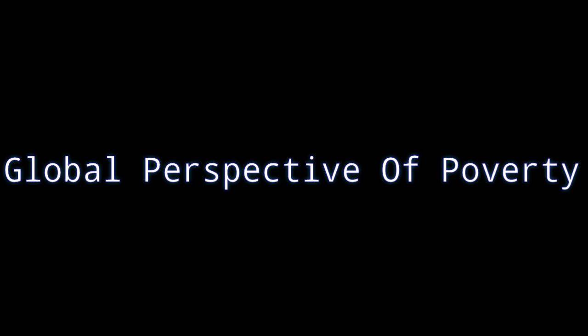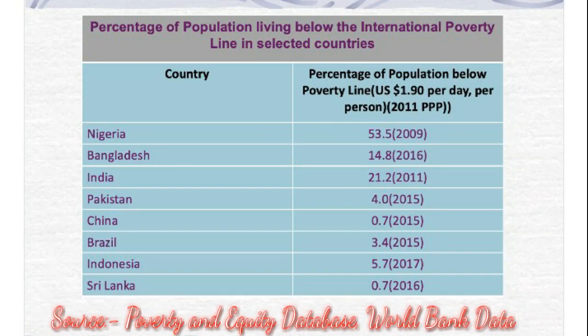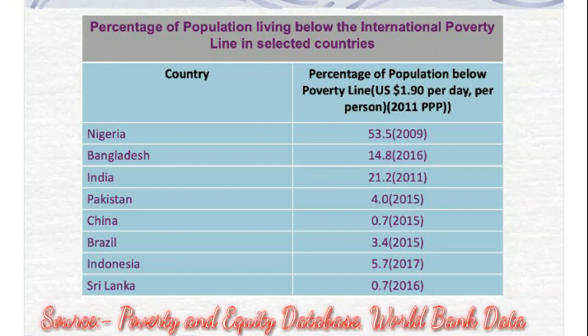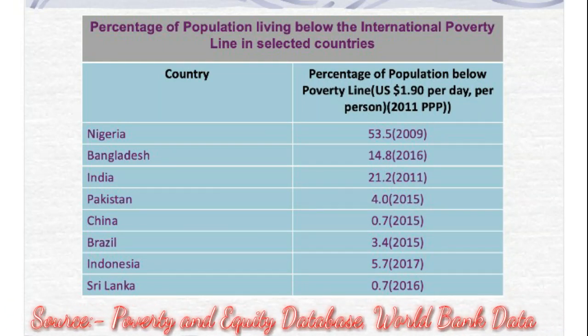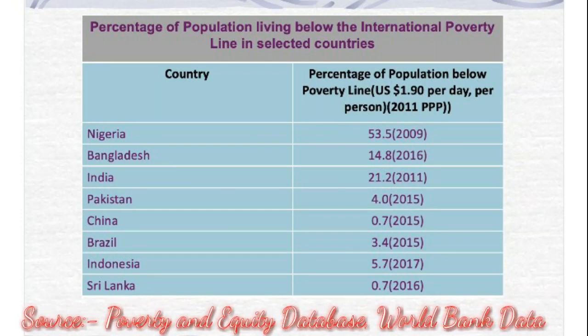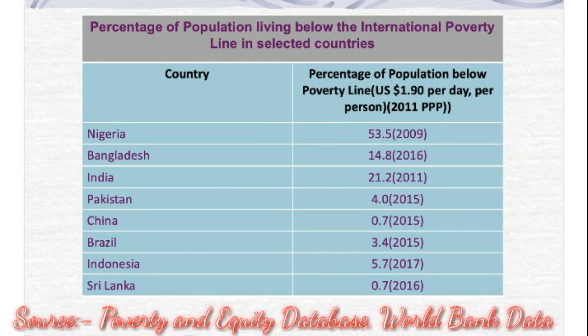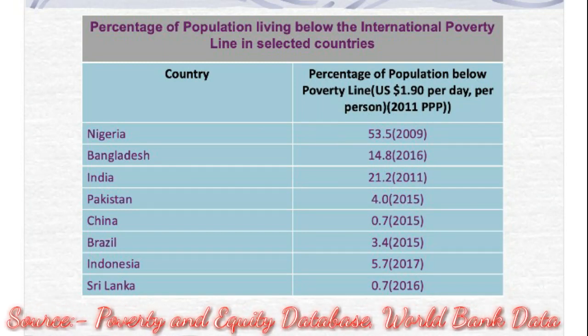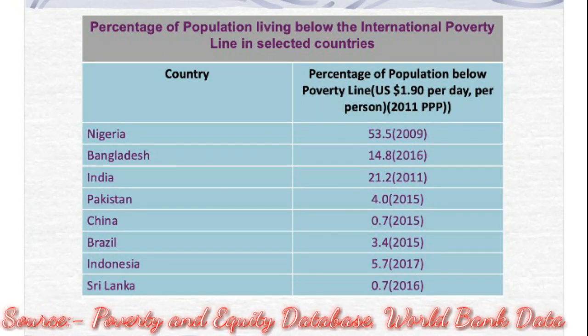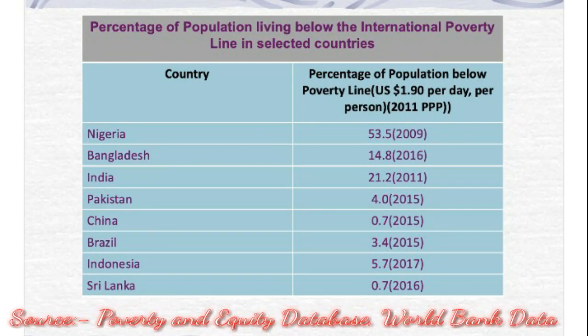According to the World Development Report 2015, about 21% of the people in developing countries live below the poverty line, with less than $1.90 a day to survive. As you can see in this table, the percentage of population living below the international poverty line in some selected countries is: Nigeria 53.5, Bangladesh 14.8, India 21.2, Pakistan 4, China 0.7, Brazil 3.4, Indonesia 5.7, Sri Lanka 0.7.